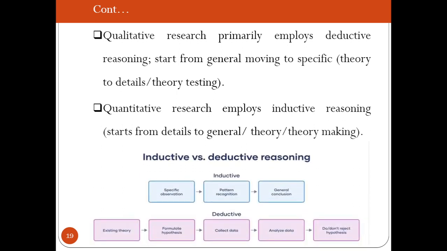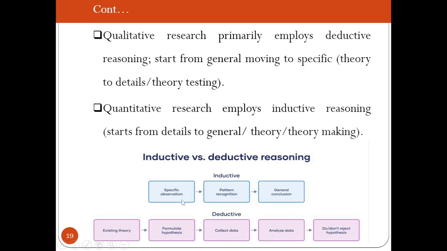Here I have provided a diagram for you. The first one is inductive. You begin from a specific observation, which means that you start from data. Then you identify a pattern, for example, how common this problem is, and then you generalize or conclude. However, while you are conducting deductive reasoning, you start from the general. You begin from a theory, which is something general. Then you formulate your hypotheses, collect data, analyze the data, and then either reject or accept the hypothesis.